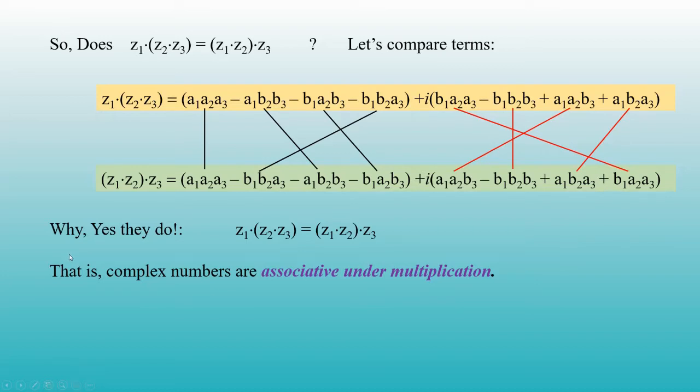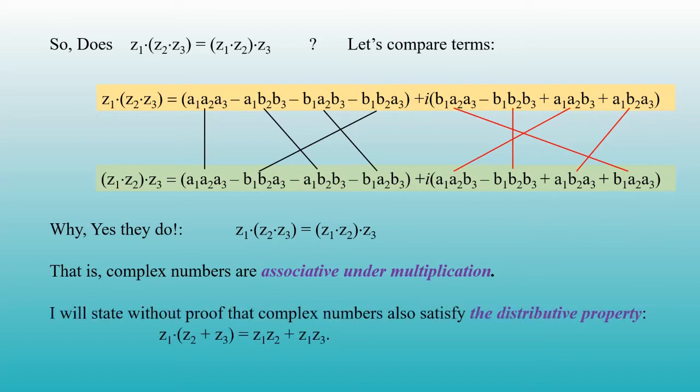Note that the comparison job is simplified to a degree by the fact that we must have the real terms match up to other real terms and the imaginary terms match up to other imaginary terms, hence the color coding of the lines. So once again, we have victory. Complex numbers are associative under multiplication. In order to save a minute or two of time, and because we'll learn nothing new from it, I will simply state without proof that complex numbers also satisfy the distributive property of multiplication over addition.